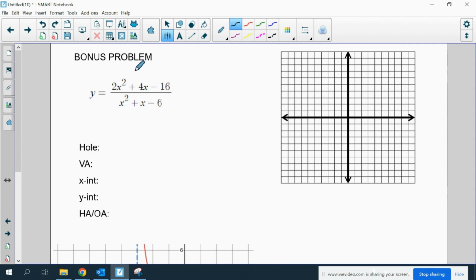Here's a bonus problem that's not on your notes page. I'm going to go through some of these a little bit quicker now, because we've already talked about some things. So first thing I will do is I will factor this function. So the top has a GCF.